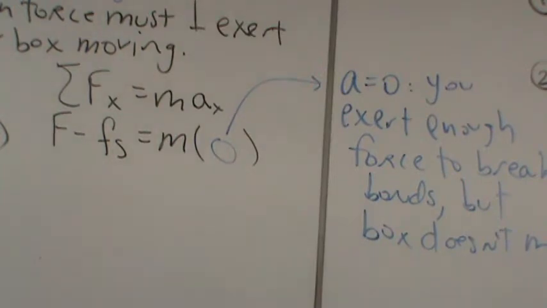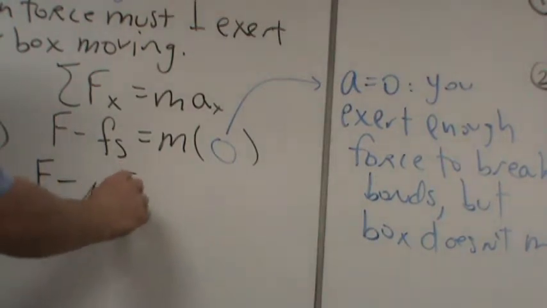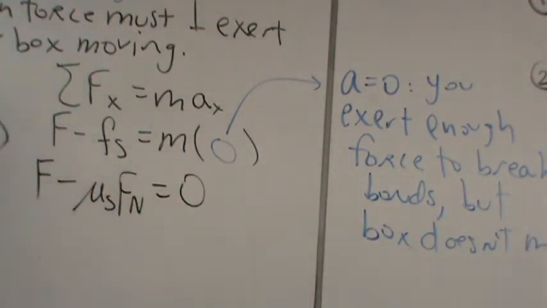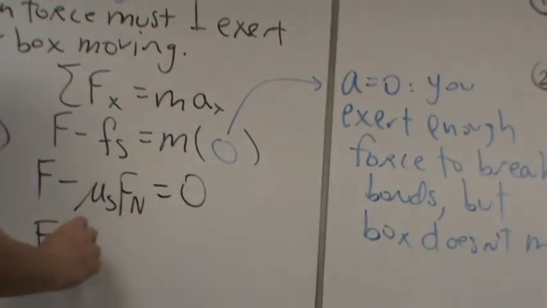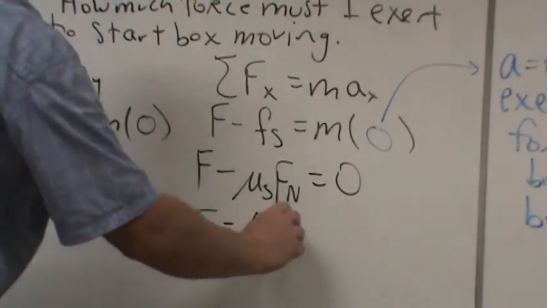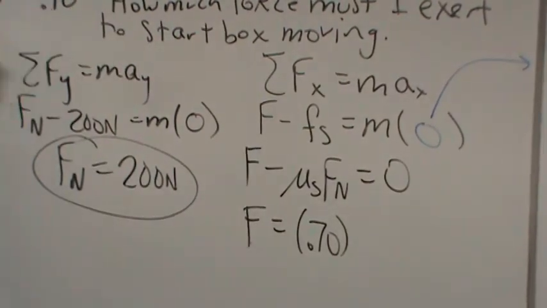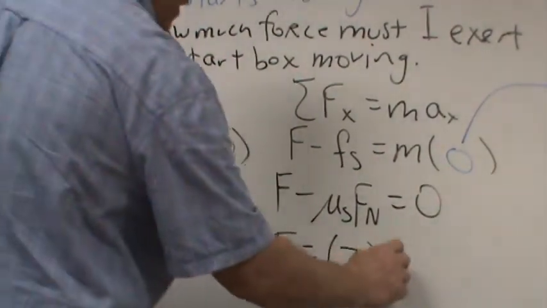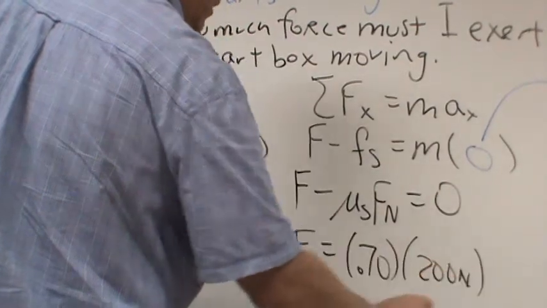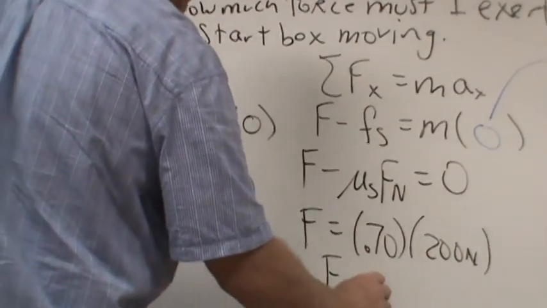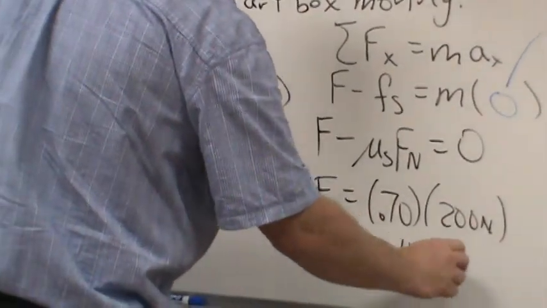And then last thing, F sub S is equal to mu sub S F sub N. So F minus mu sub S F sub N equals 0. And now I can substitute in mu sub S, which is 0.70. I gave it at the beginning of the problem. And F sub N, which is 200 newtons. And so I need a force of 140 newtons.